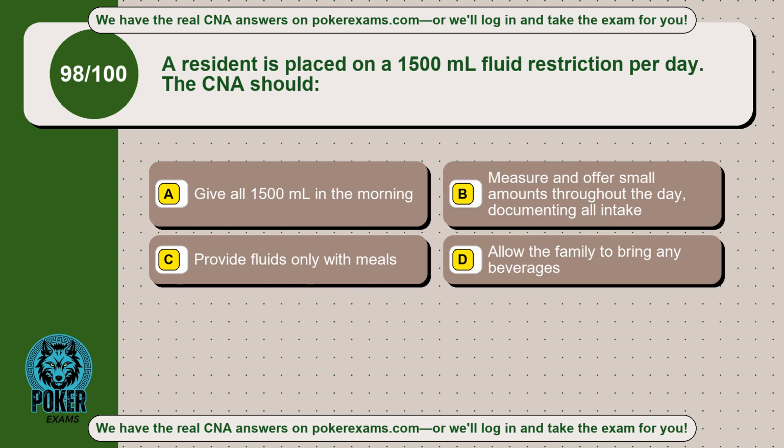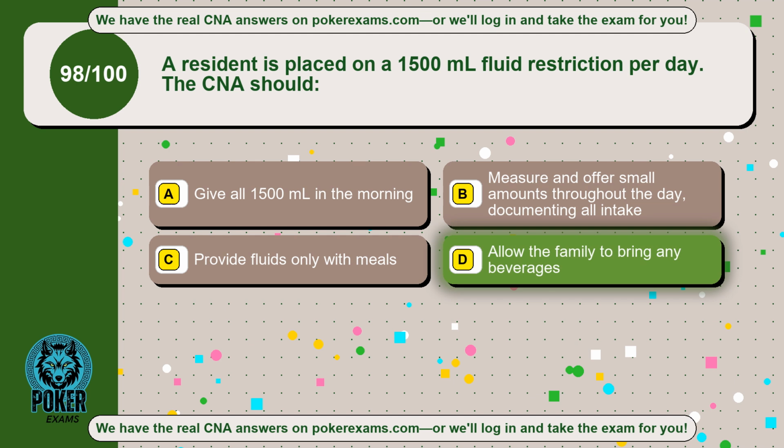Question 98. A resident is placed on a 1,500 ml fluid restriction per day. The CNA should: Option A, give all 1,500 ml in the morning. Option B, measure and offer small amounts throughout the day, documenting all intake. Option C, provide fluids only with meals. Option D, allow the family to bring any beverages.